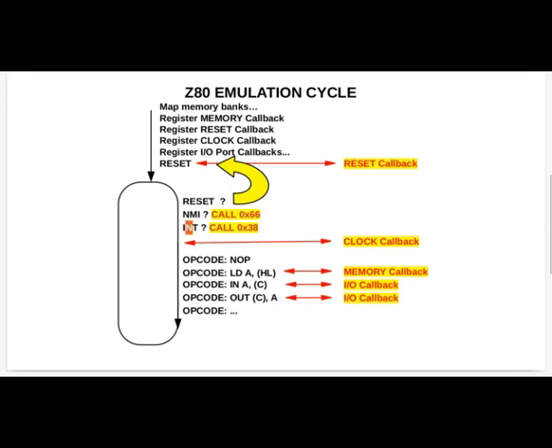And then it checks to see if a maskable interrupt occurred, and in the particular mode it will call this function at 38, or it might do one of the other modes of interrupt, like looking at the next instruction on the bus and executing that, or looking up the interrupt vector table where to actually do the interrupt call from. Next it will do the clock callback.